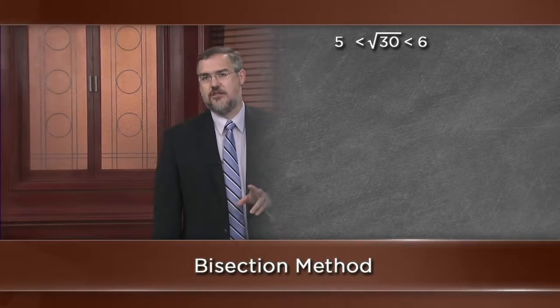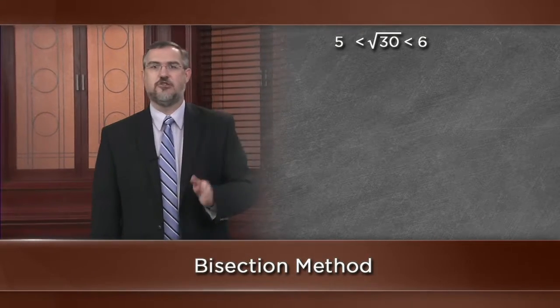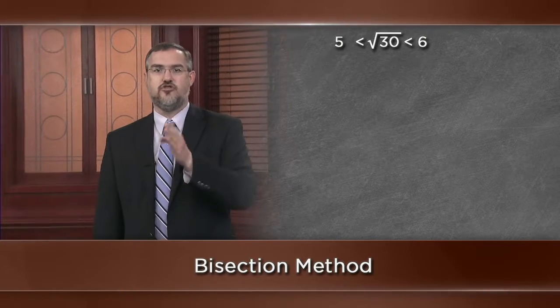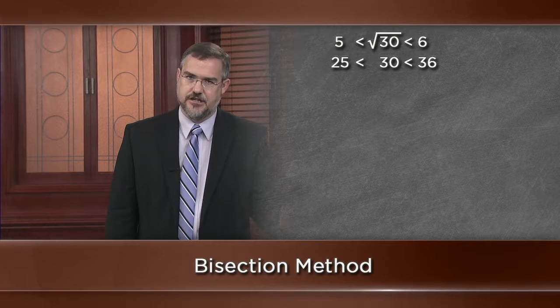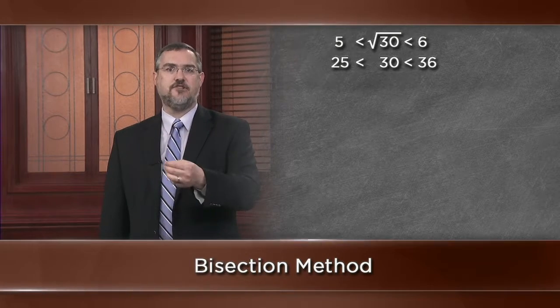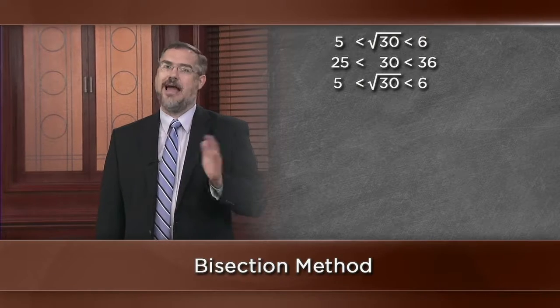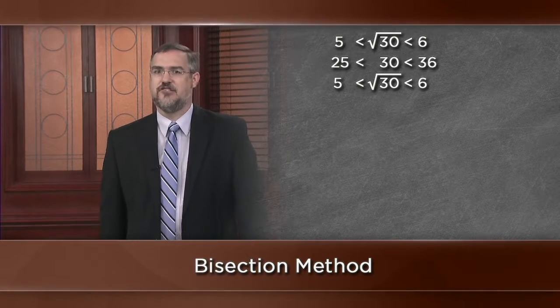The method I want to show you is sometimes called the bisection method. Now, I'd like to demonstrate it to you by calculating an approximation for the square root of 30. First of all, I want you to notice that the square root of 30 has to live between 5 and 6 because 30 is between 25 and 36. The 25 is 5 squared and the 36 is 6 squared. So the square root of 30 has to be some number between 5 and 6.